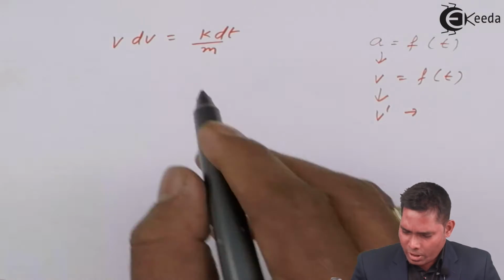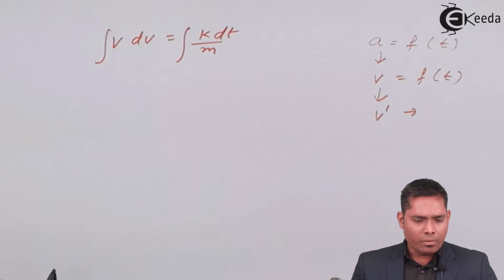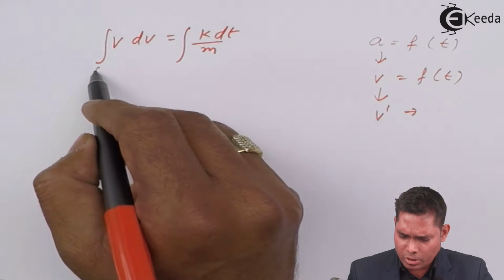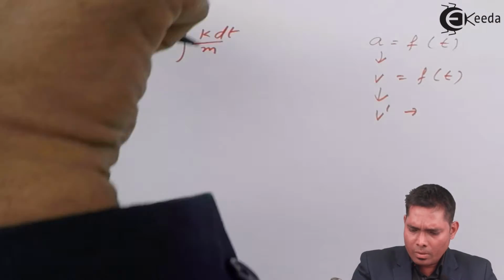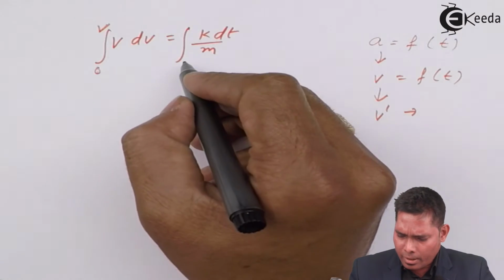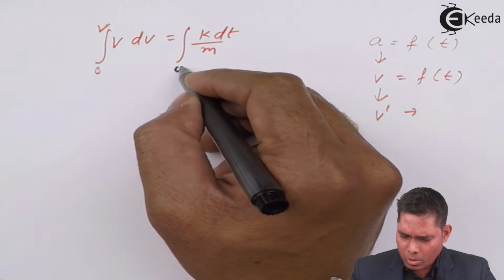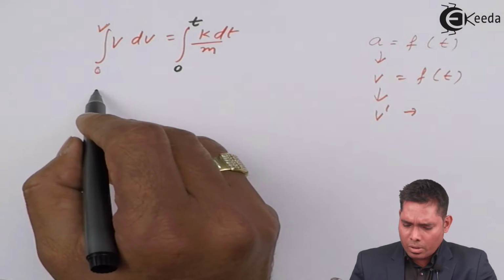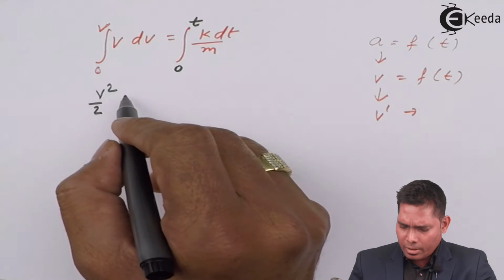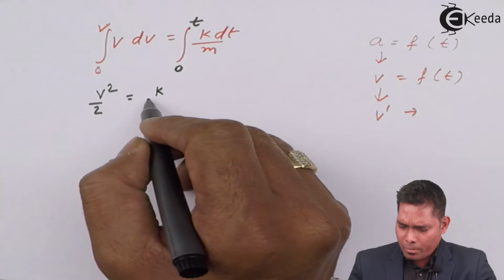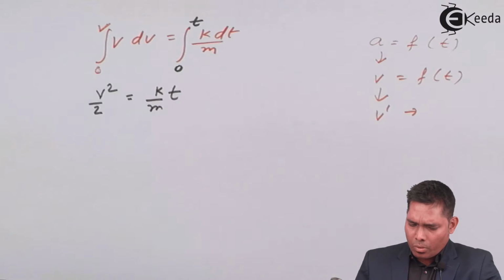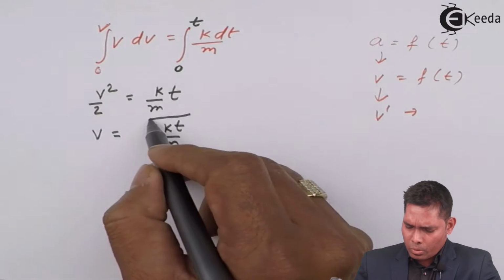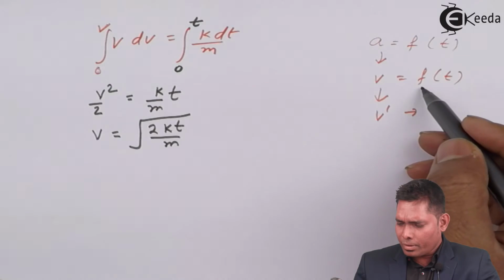So if I take the integration, starting from 0 velocity to any velocity v, and time t equals 0 to any time t. So when the time is t, the velocity is v. This becomes v square by 2 equals k by m into t. So from here v equals the square root of 2kt over m. This is the velocity as a function of time.